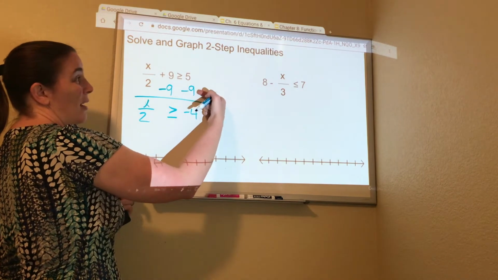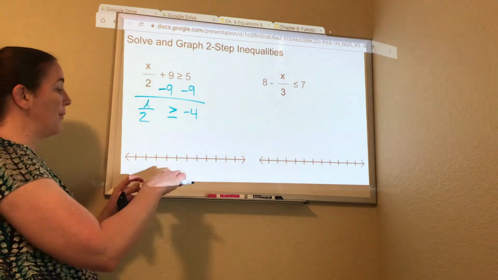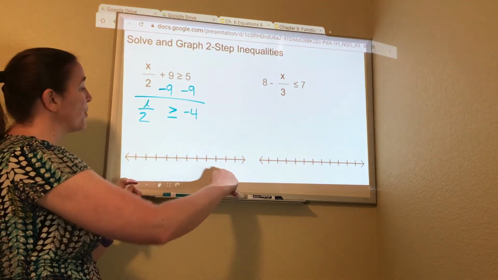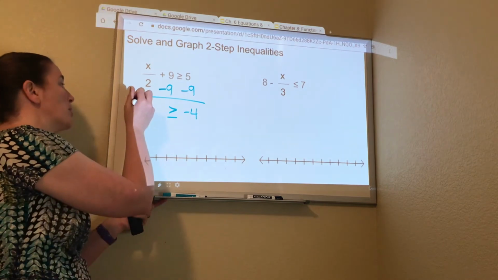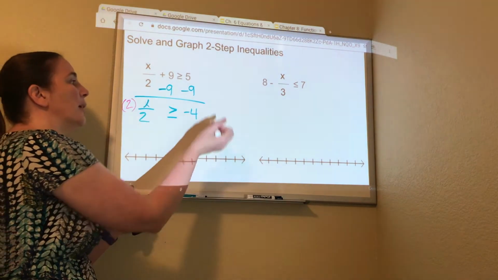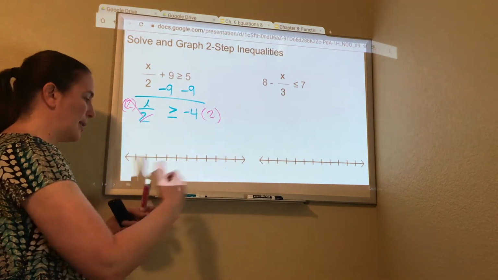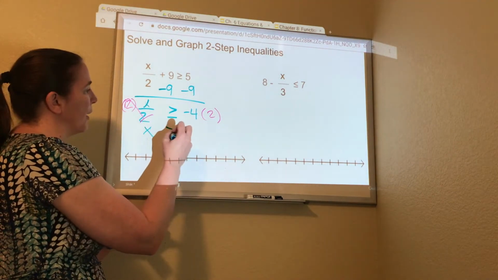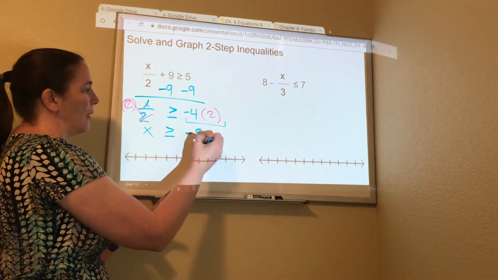Subtract in your head, larger sign, right? All right, so now I have x over 2. So that means it's dividing by 2, so the inverse is multiply by 2. So I'm going to multiply by 2 here, and multiply by 2. So I get x is greater than or equal to negative 4 times 2 is negative 8.